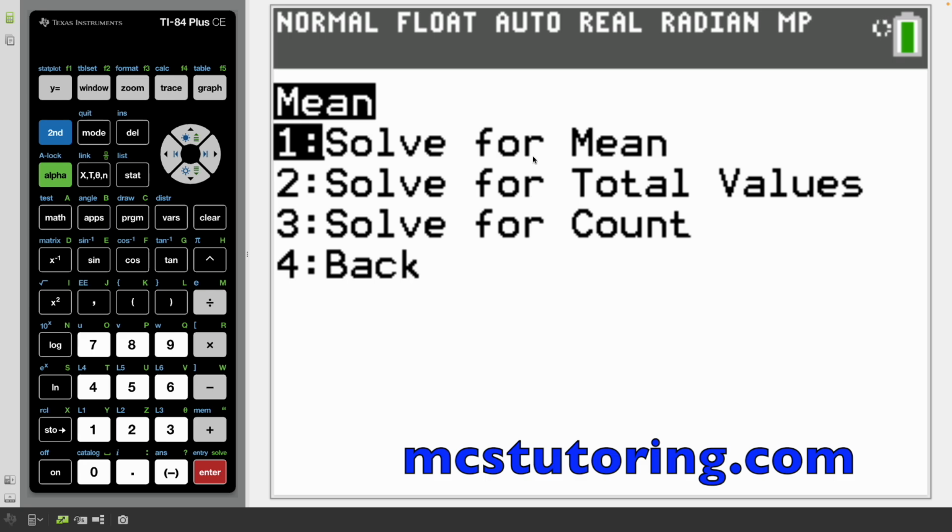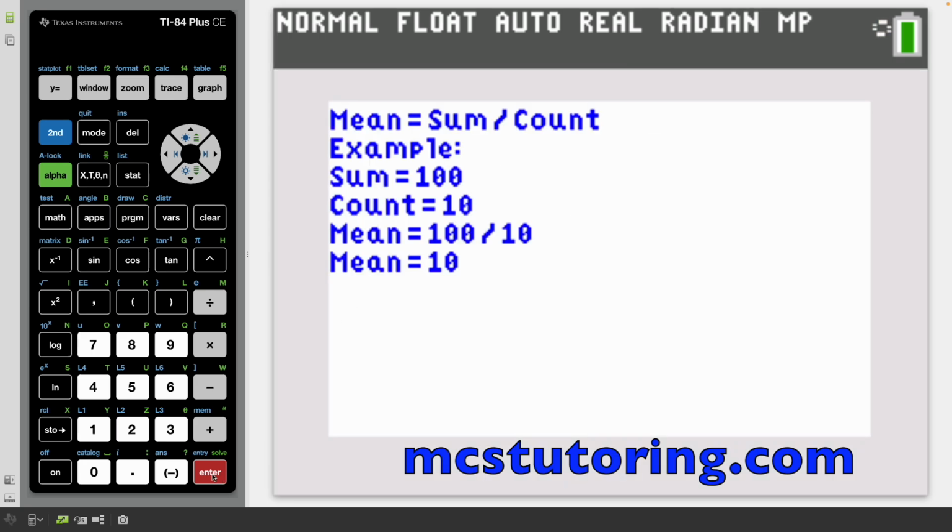It solves for any of the missing variables. Let's say we solve for mean. Mean is the sum of values divided by the count, or the number of values. So let's say the sum of the values is 100 and you have 10 items. The mean is going to be calculated by 100 divided by 10, which is 10. This is a hallmark feature of almost all of the formulas in this program. It gives you an example and it shows you how to calculate it.